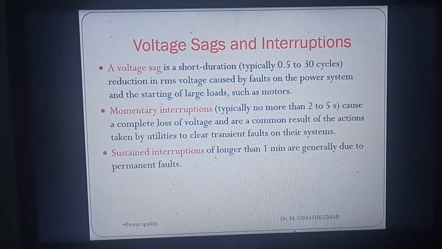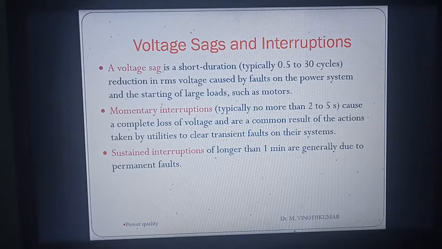Actually, this topic comes under the subject of power quality. In power quality, there are various issues that are affected. They are voltage sags and interruptions, voltage swells, undervoltage, overvoltage, harmonics, frequency variations and so on. Now in this video we will look in detail at voltage sags and interruptions. First we are going to discuss the definitions.